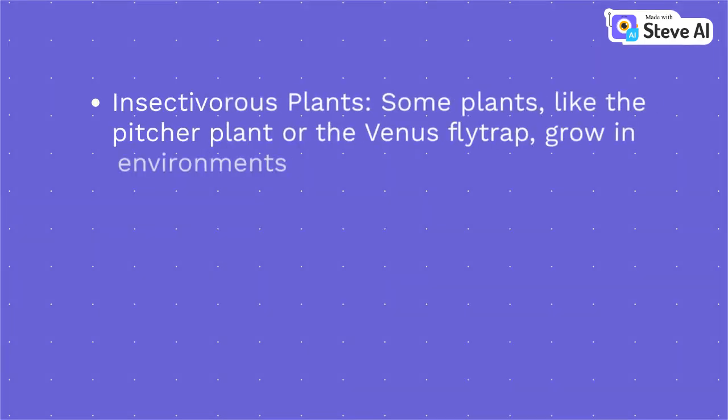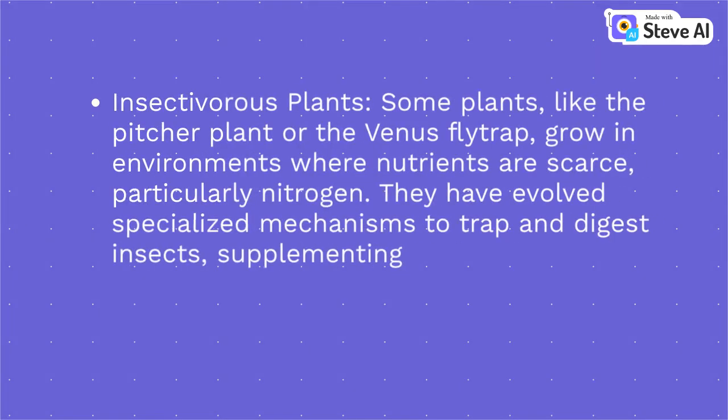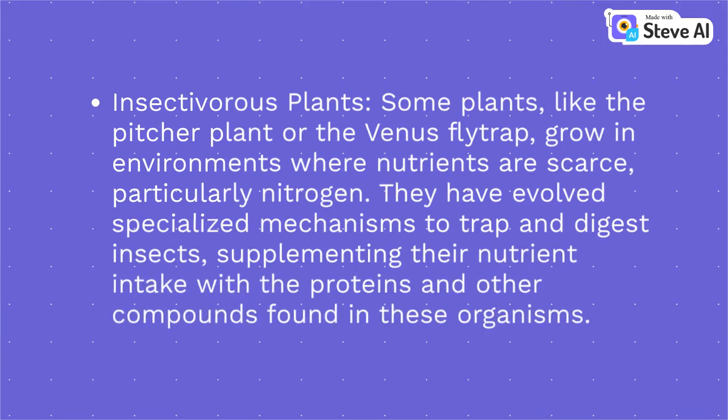Insectivorous plants. Some plants, like the pitcher plant or the Venus flytrap, grow in environments where nutrients are scarce, particularly nitrogen. They have evolved specialized mechanisms to trap and digest insects, supplementing their nutrient intake with the proteins and other compounds found in these organisms.